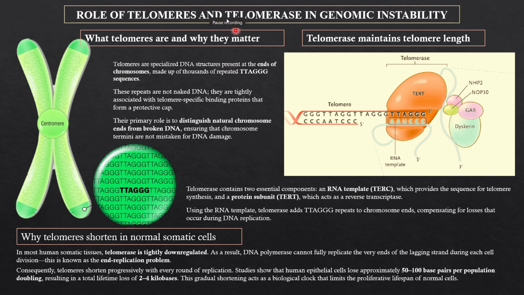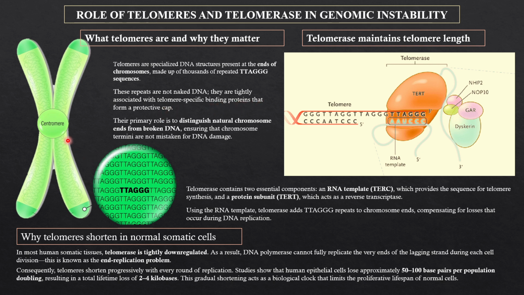Now, the role of the telomeres and telomerase in genomic instability. So basically, what telomeres are and why they matter. Telomeres are specialized DNA structures that are present at the ends of the chromosomes and are made up of thousands of repeated TTAGGG sequences. These repeats are not naked DNA. They are tightly associated with telomere-specific proteins that form the protective cap.